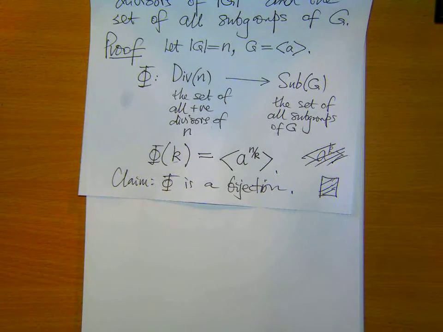For cyclic groups, we've got more. Every divisor gives us a subgroup. And that's not true in general. It's true actually for all abelian groups, but we won't get to that. Let's just do an example.